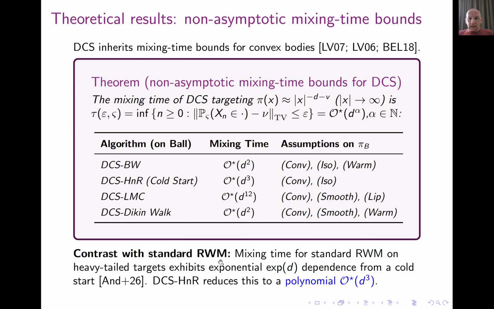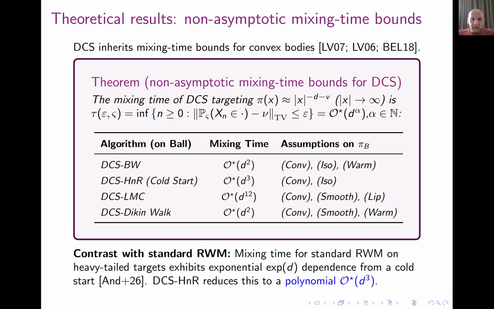Okay. So now, mixing times for heavy tail target distributions for other MCMC algorithms are not many in the literature. For example, it is known that for the random walk Metropolis, recently it was proved, for classical random walk Metropolis with Gaussian proposals, the mixing time is exponential in the dimension, okay? Exponential in the dimension. DCS with the hit and run kernel on the ball sort of reduces that to d cubed. But really any of these guys are polynomial.